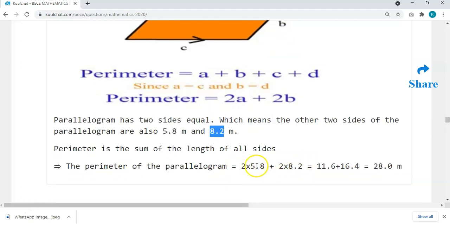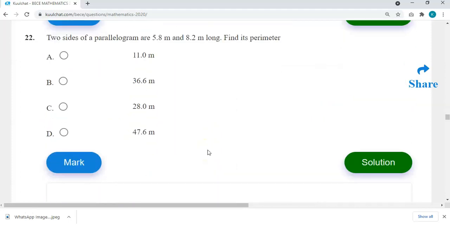Now if you multiply 5.8 by 2, you get 11.6. If you multiply 8.2 by 2, you get 16.4. And if you sum the 2, you get 28.0. Remember the unit is in meters, so 28.0 meters, just as it is over here. Okay, so that's it. Remember, perimeter is just the total length of your shape.